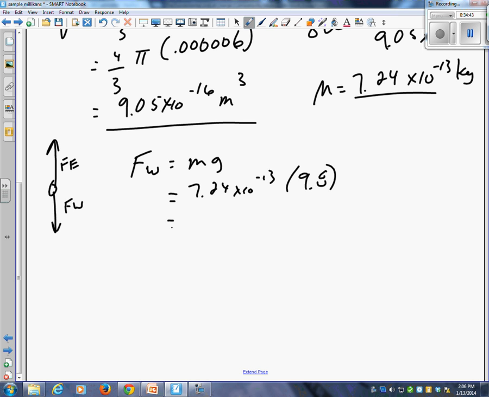Is it negative? It sure is negative. Doesn't really matter. Not a great deal, but if you feel like you want to, go right ahead. So we're going to have negative 7.09 times 10 to the minus 12 newtons.